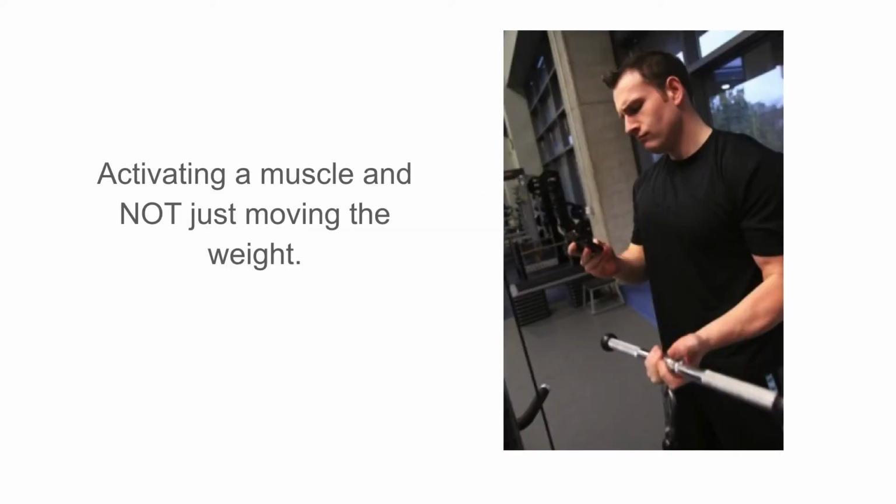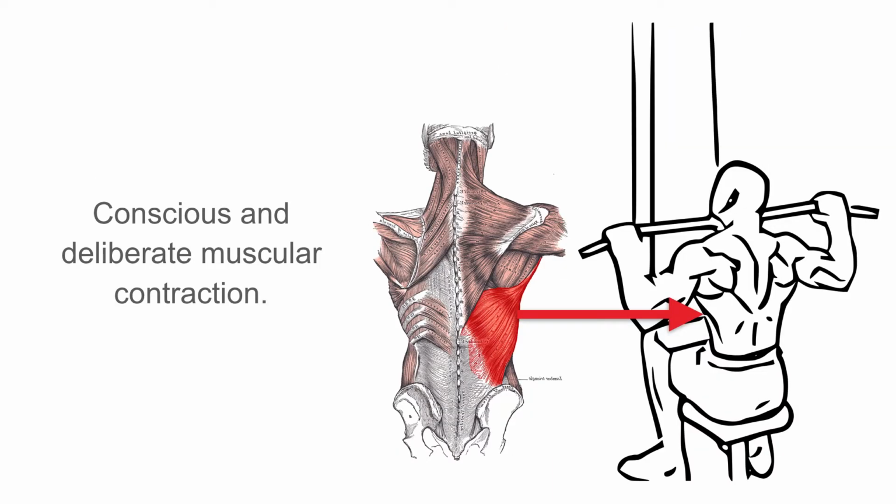The concept of mind-muscle connection means you're activating a muscle and not just moving the weight. You want to perform a conscious and deliberate muscle contraction of the intended working muscle. You should be able to feel it working and contracting hard. It can be very hard to build a mind-muscle connection with some muscle groups, so it requires patience and persistence.